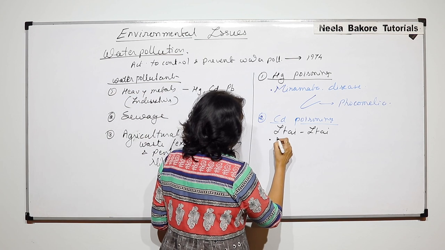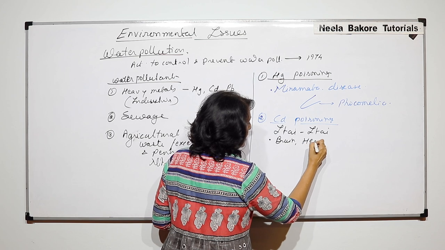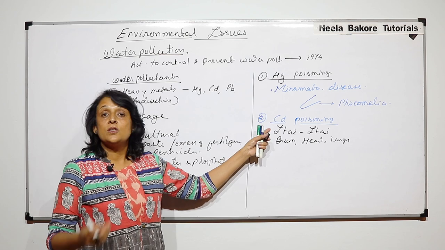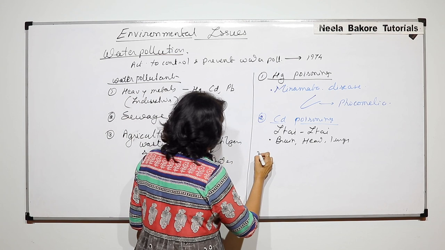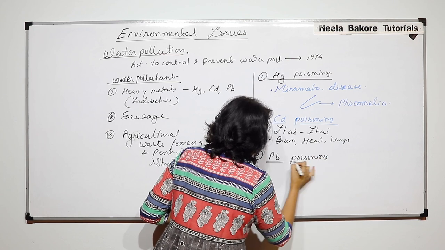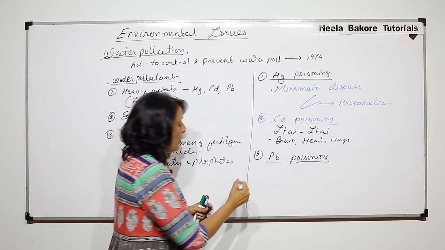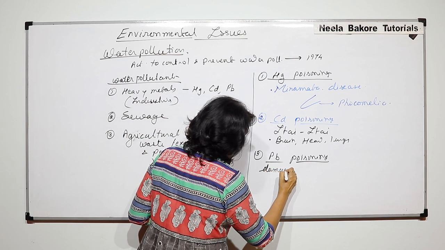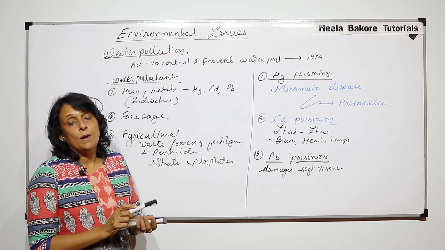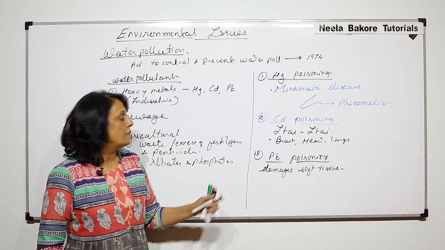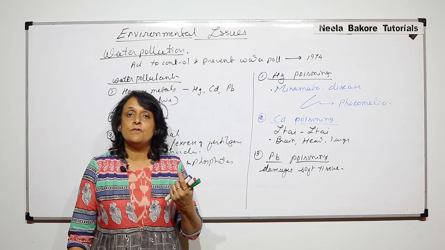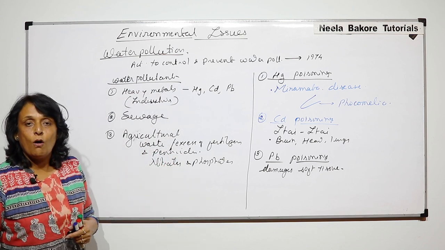Cadmium affects brain, heart, lungs, basically all vital organs of our body. So this is also very, very dangerous. The third is lead. Lead damages soft tissue of our body. And in soft tissue, again, brain is involved, kidney is involved, lungs are involved. So lead also affects the vital organs. And if these organs, their working is reduced, ultimately it is going to affect the lifespan of the organism.